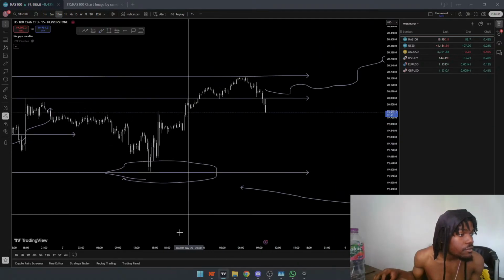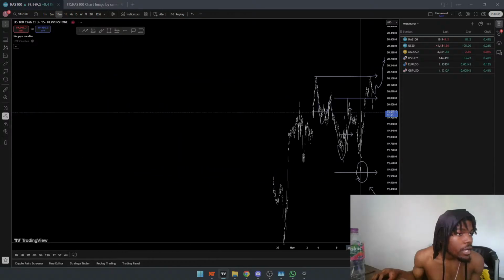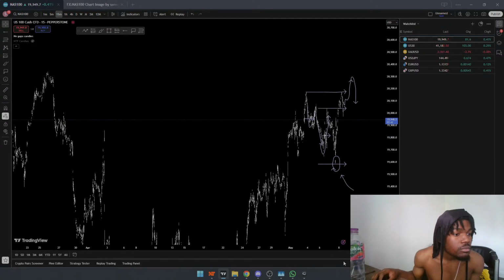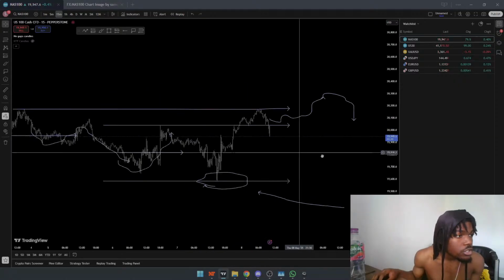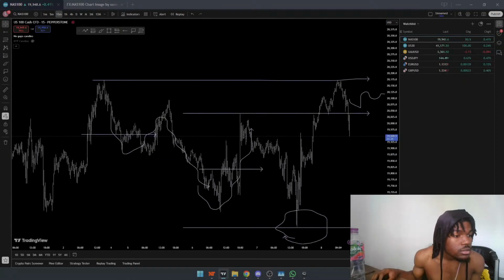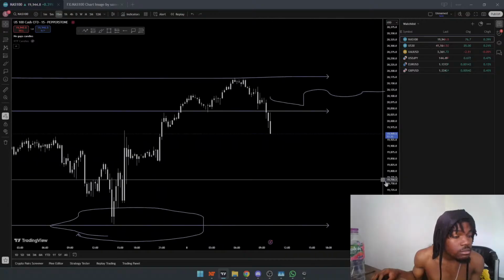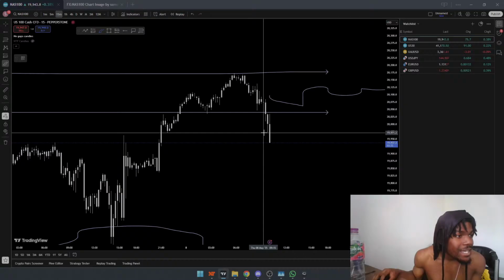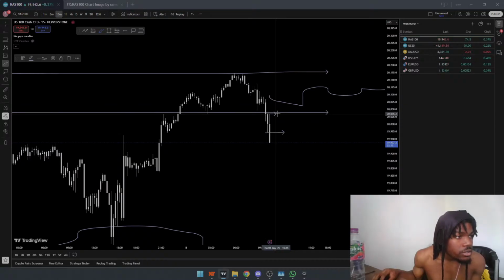Now, that's a higher time frame. That's how I know where I am on a higher time frame. Keep your drawings on your chart, because if you don't, you'll end up making some analysis that doesn't even exist on the lower time frame.